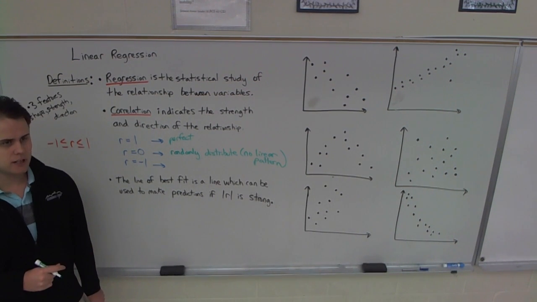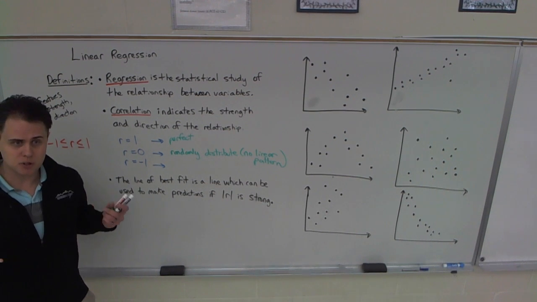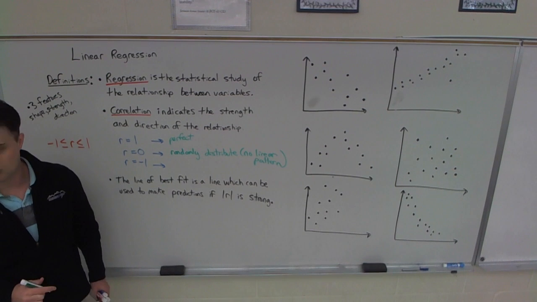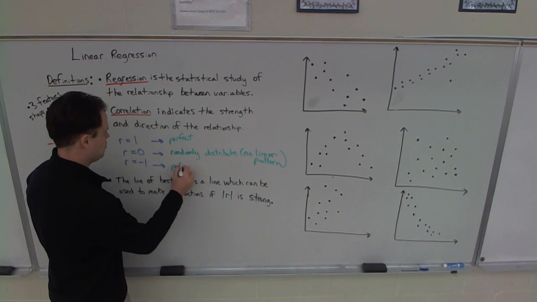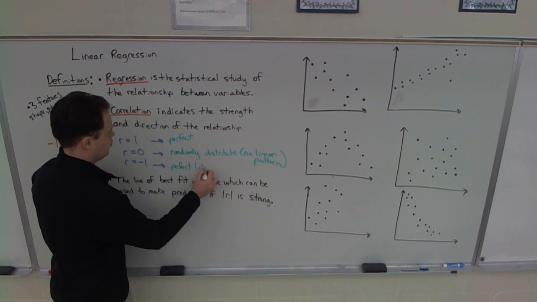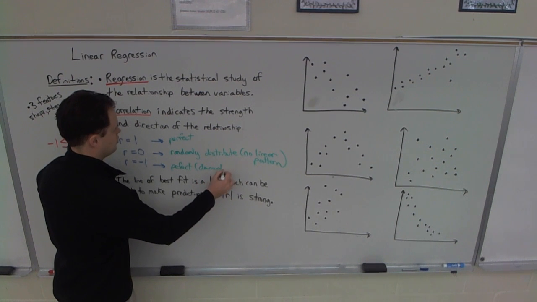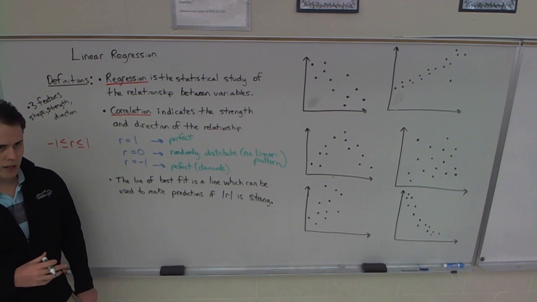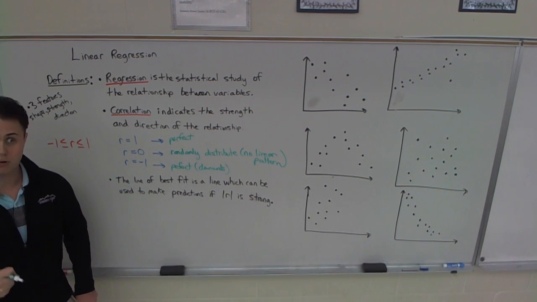If r is -1, that just means, once again, that the relationship is perfect. Instead of going up in a perfect way, it's going down in a perfect way. So again, this is a perfect relationship, just a downwards perfect relationship. Also pretty impossible. But if you're close to 1 or close to -1, you've got a nice strong relationship.